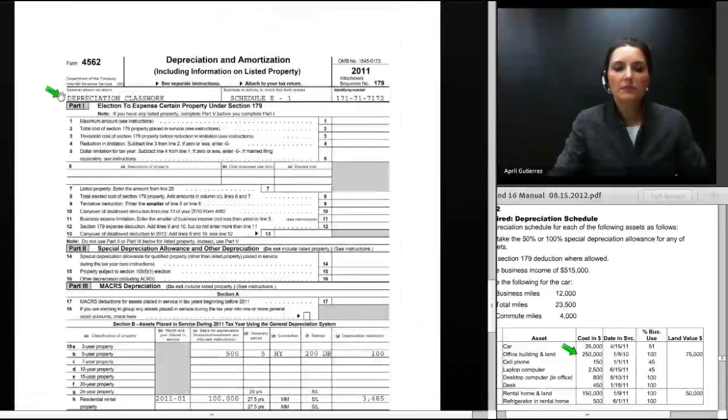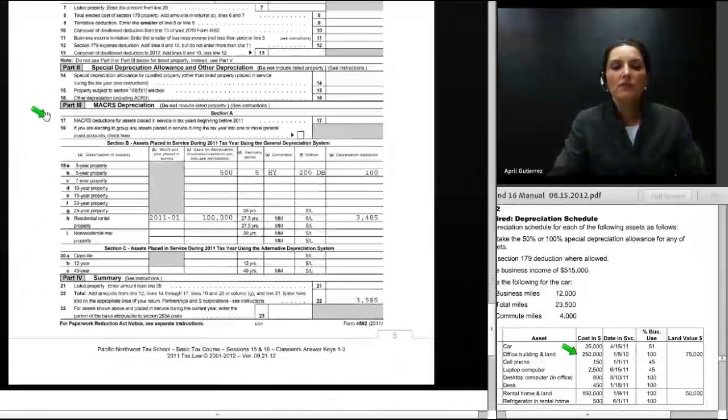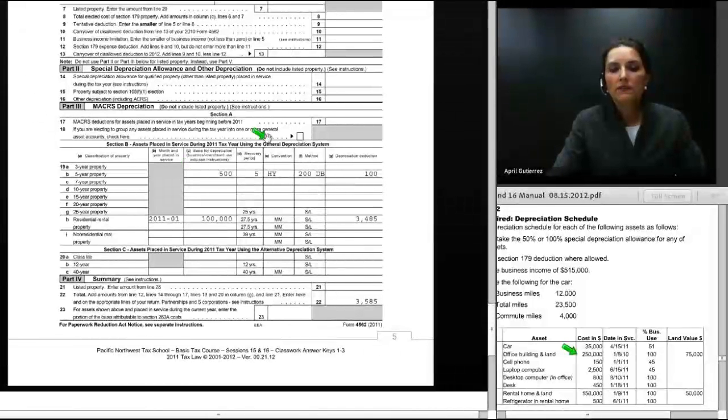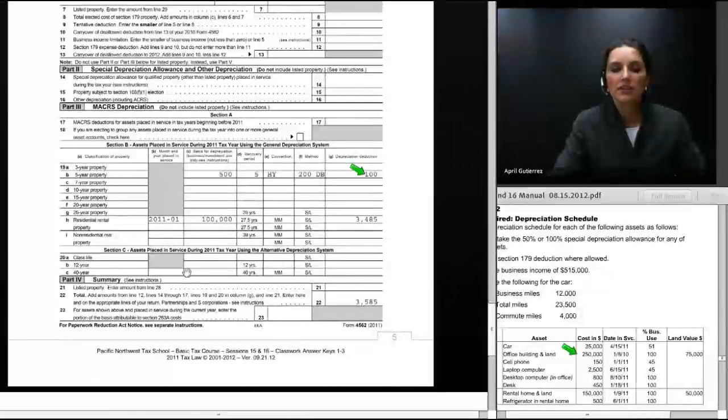The next step is to prepare the depreciation schedule for the rental activity, and that was relatively simple. We are not able to claim a Section 179 deduction for the rental activities, so no part of Part 1 is complete. Part 2 also is not completed. We move on next to Part 3, and in Part 3 we simply list the dishwasher, 5-year property with a half-year convention, 200% declining balance, and a $100 deduction.